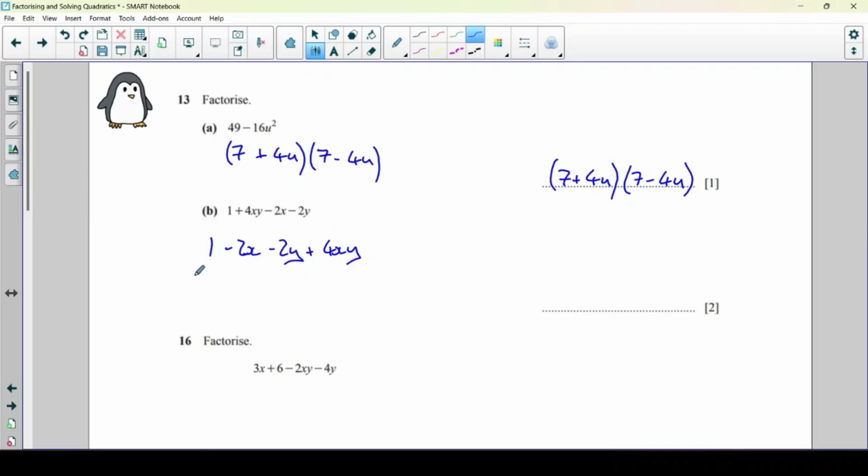I'm still going to take a 1 out of this first one, 1 brackets 1 minus 2x. And here I'm going to take minus 2y out. And I get 1 minus 2x again. Minus 2y times minus 2x is plus 4xy. So we end up with 1 minus 2y, 1 minus 2x.